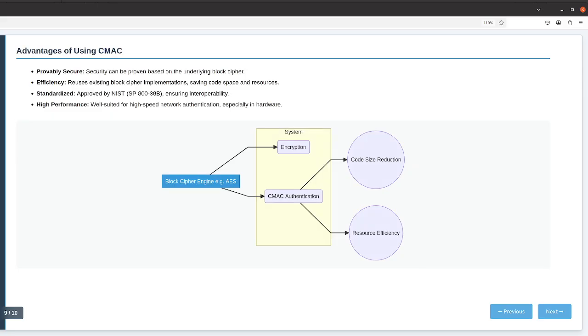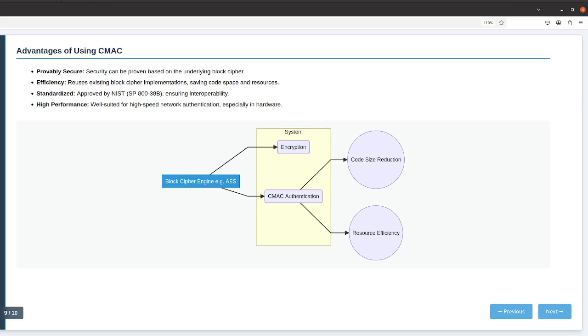Advantages of using CMAC. Why would a developer or a security architect choose CMAC? There are several key advantages. First and foremost is its strong security foundation. CMAC is provably secure, assuming the underlying block cipher is secure. It was specifically designed to overcome the security limitations of its predecessor, CBC-MAC, for variable length messages.